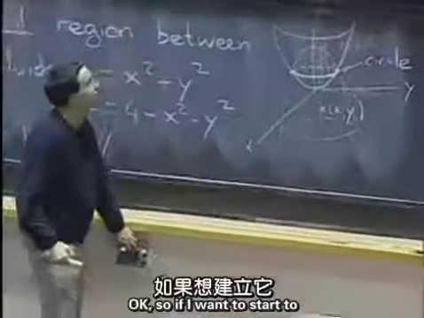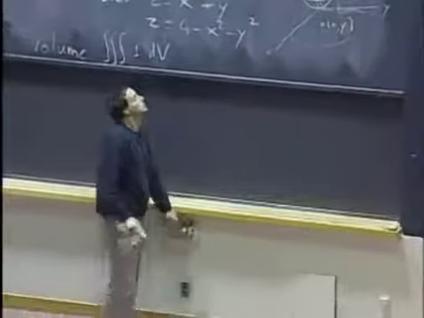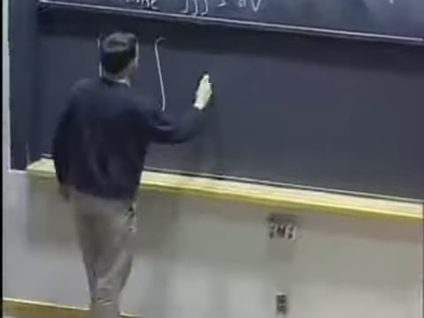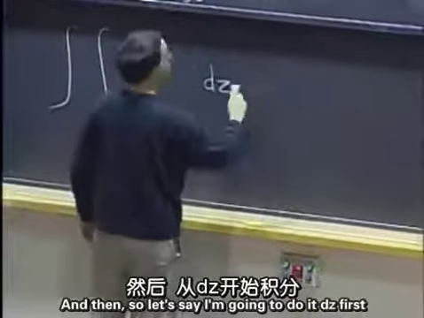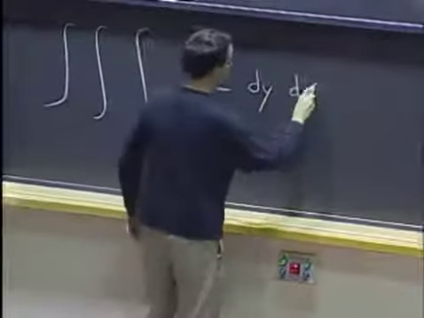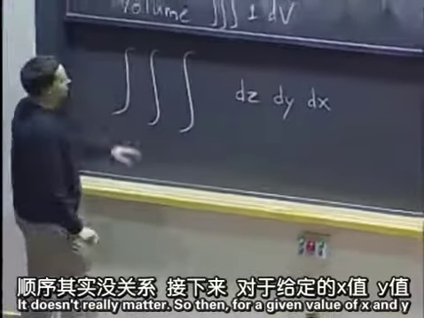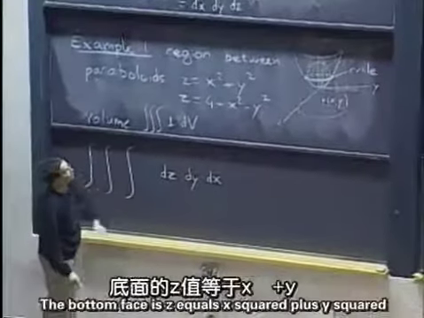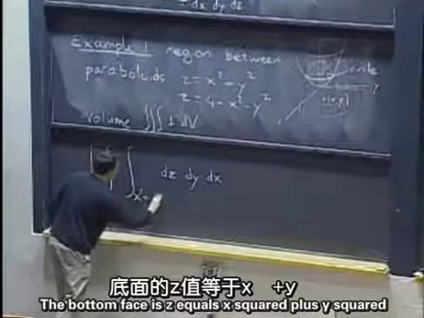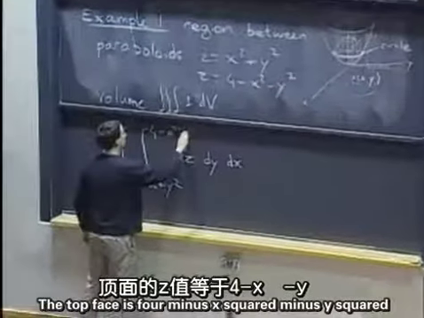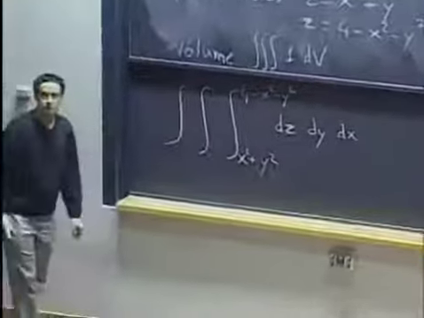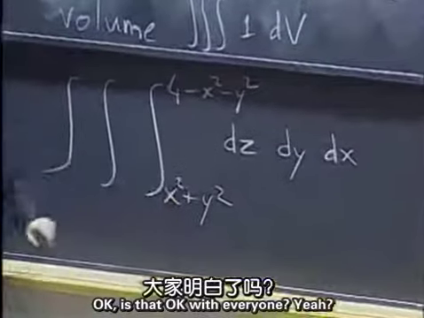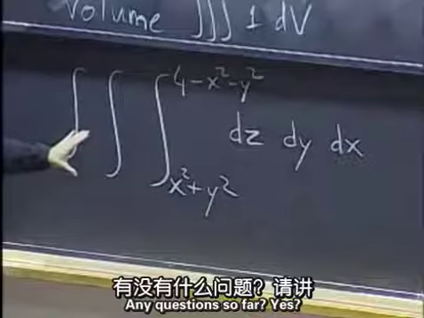Okay, so if I want to start to set this up, I will write a triple integral. Let's say I'm going to do it dz first, and then dy dx, for example. It doesn't really matter. Then for a given value of x and y, z goes from the bottom surface, z equals x squared plus y squared, to the top face, 4 minus x squared minus y squared. Is that okay with everyone? Any questions so far? Yes?